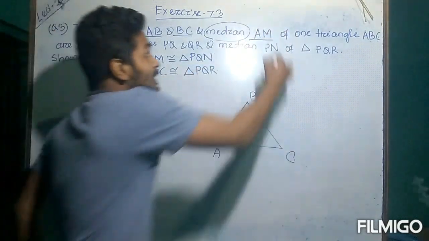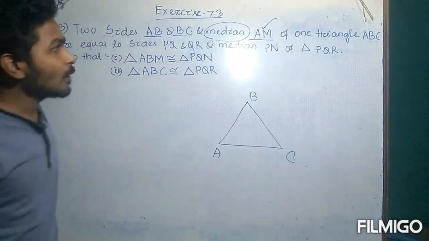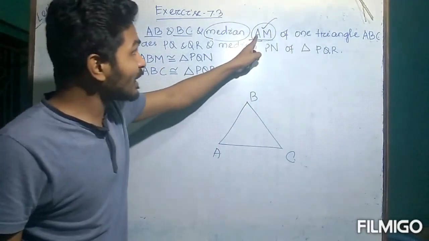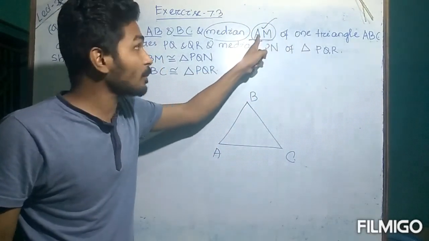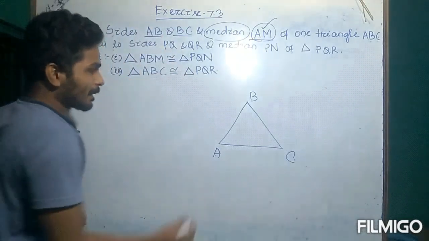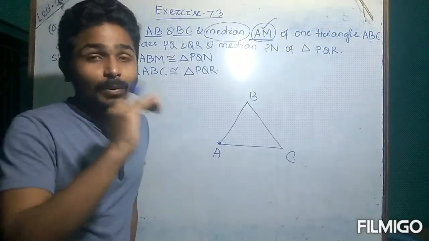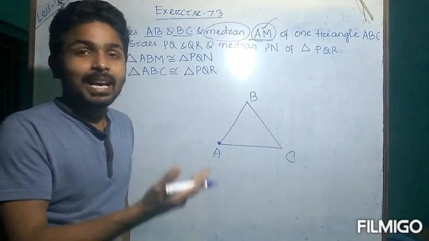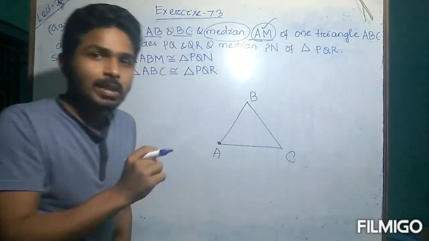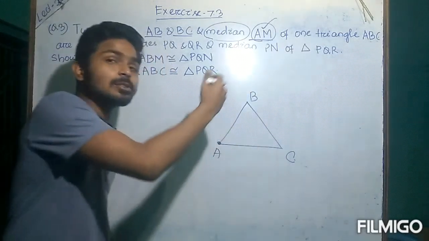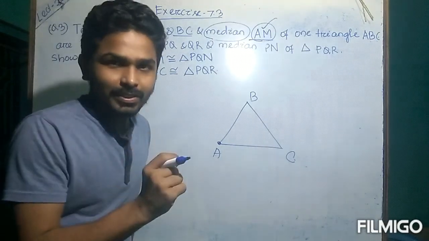Now in this triangle AB is given, BC is given and the median AM is given. So we have to draw this median. Since the name of the median is AM, it means we should start drawing the median from the vertex A, from this vertex. Then recall the definition of median. What is a median? A median is a line which joins the vertex with the midpoint of its opposite side. This is the definition.